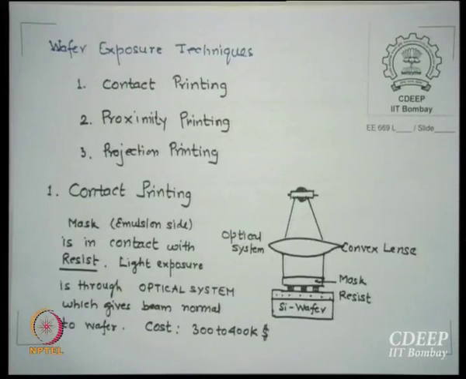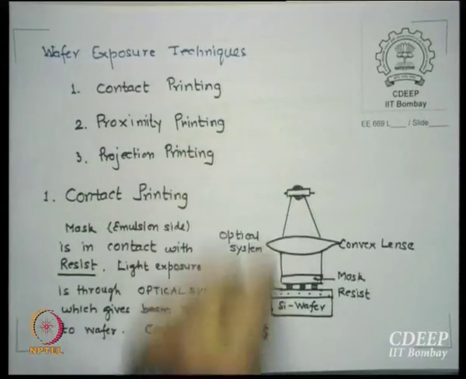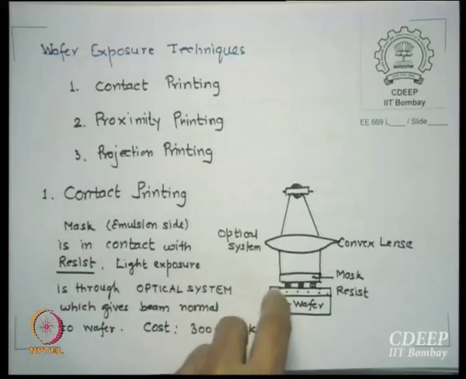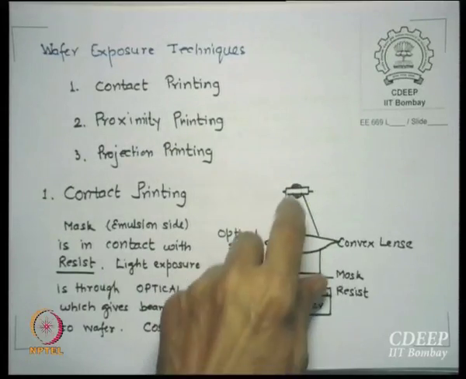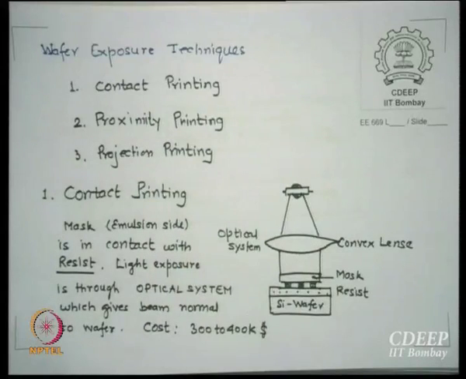Now we come to, so far we looked into resist and we looked into mask design, now we look into the exposure systems. There are three exposure possibilities. One, of course very popular, is contact printing. Essentially, this is my optical system which focuses the source, a point ultraviolet source shown here, and the distance is adjusted so that if this is kept at the focal point, the beams come out in parallel, okay.